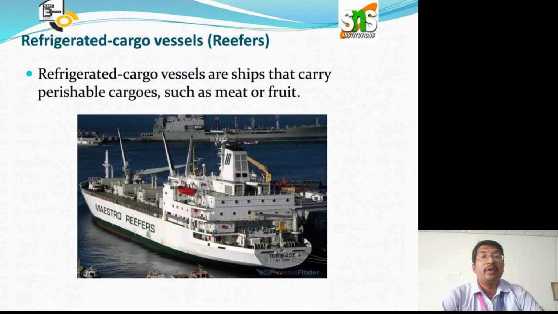Next, reefers. Reefers are very important in shipping, for example for perishable goods. Reefer means refrigerated cargo vessel. Refrigerated cargo vessels are ships that carry perishable cargo such as meat or fruit. That is why I said perishable goods: they are kept in refrigeration. So we use this ship, the reefer.